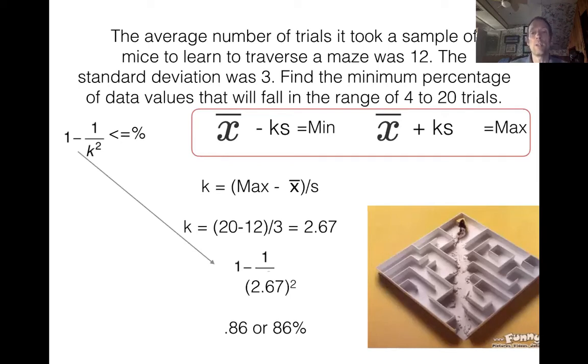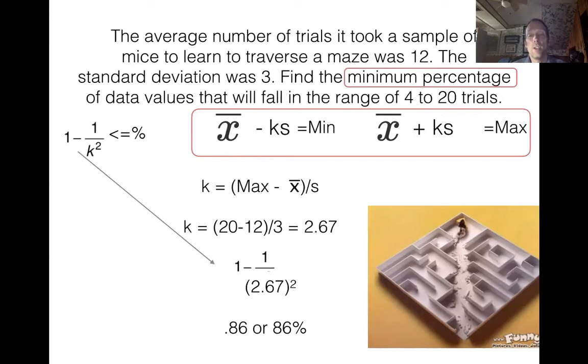Now, the only thing we have to be really careful for in Chebychev is every time we do a Chebychev problem, we have to keep using the word minimum or at least. So that means Chebychev is not that approximate. And the reason why it's not that approximate is because, well, we don't know anything about the data set, do we? The only thing we know is an average and a standard deviation.